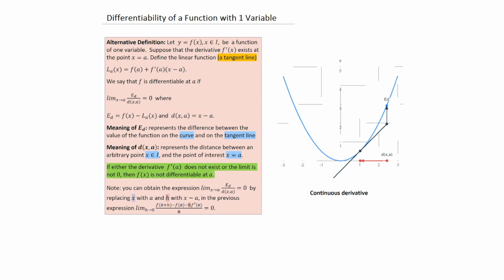If either the derivative f prime a does not exist or the limit is not 0, then f(x) is not differentiable at a. Okay, that's the most important point to retain. Now, just for interest, you'll notice that the expression limit as x approaches a of E(x) over d(x,a) equals 0 is obtained by replacing x with a and h with x minus a in the previous expression for the limit, that's the limit of h approaching 0 of f(x+h) minus f(x) minus h f prime x, over h, which is from the previous slide.